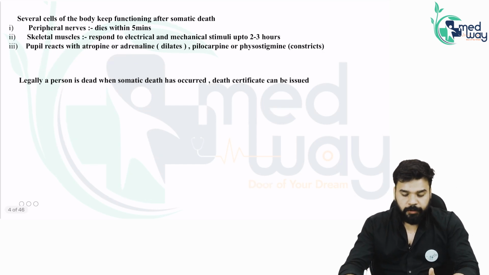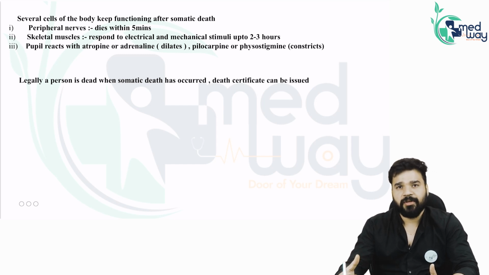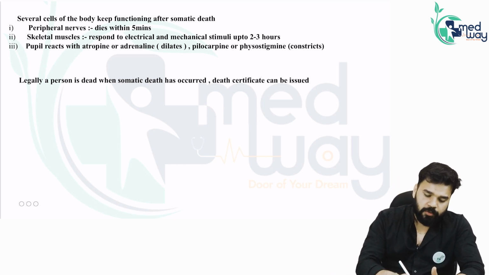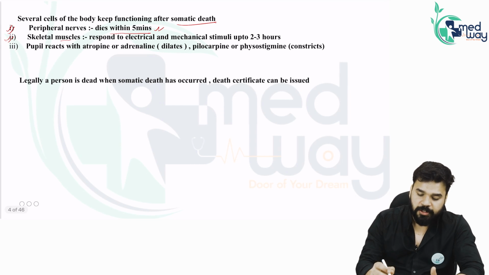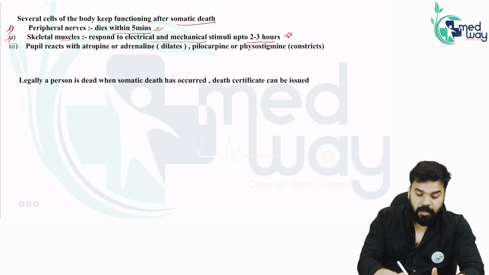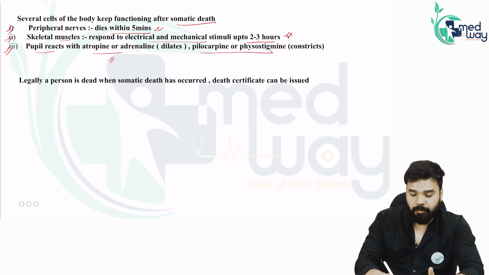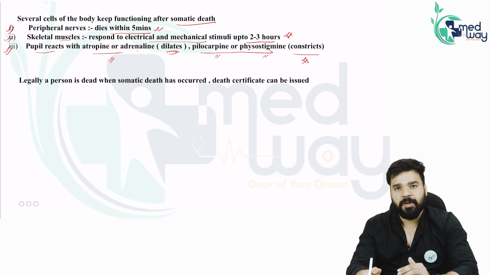Okay. So, what are the cells which remain alive even after the death of the brain? Peripheral nerve cells die within 5 minutes of somatic death. Skeletal muscle cells respond to electrical and mechanical stimuli up to 2 to 3 hours. The pupil will react with atropine or adrenaline or pilocarpine and physostigmine. With atropine, the pupil will dilate, and with pilocarpine and physostigmine, the pupil will constrict. This will happen even after death of the brain.